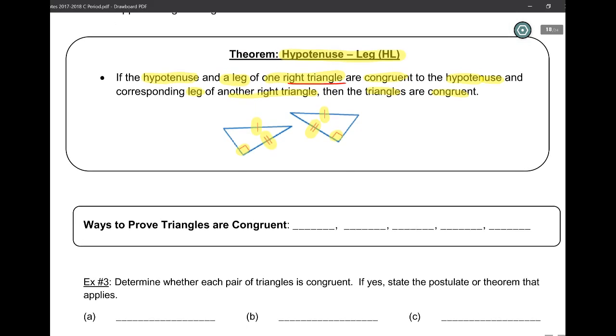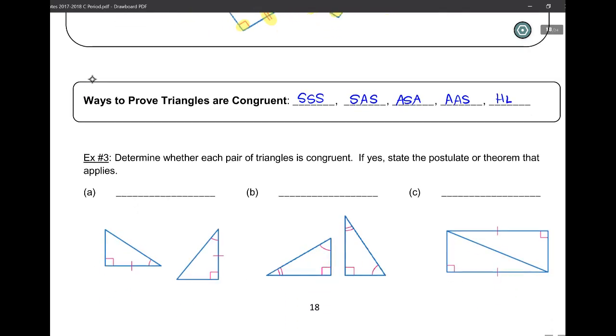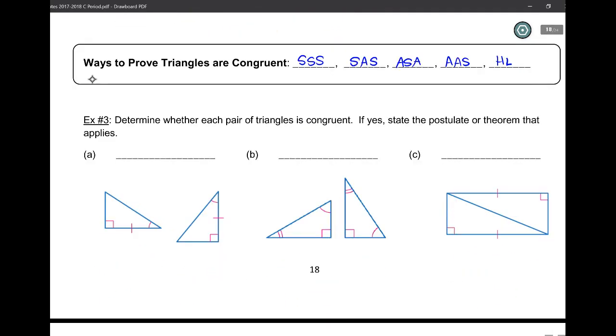So all the different ways that we have, we said side, side, side. We have side, angle, side. We have angle, side, angle. Angle, angle, side. And finally, hypotenuse leg. So let's take a look at these triangles here, and let's determine if we can make the triangles congruent and what the reason is.